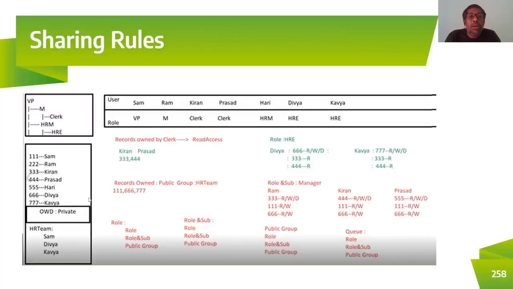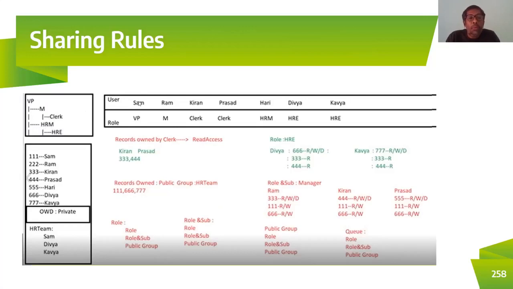Now see here, this is the role hierarchy. Under VP, we have manager. Under manager, we have clerk. Under VP, we also have HRM manager. Under HRM manager, we have HR executive.